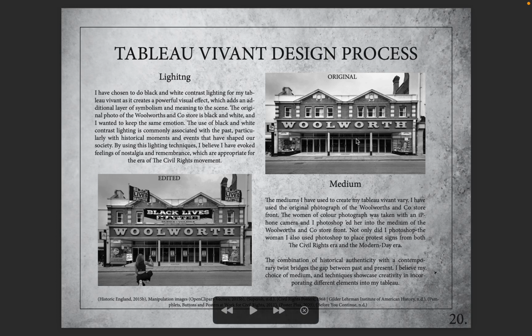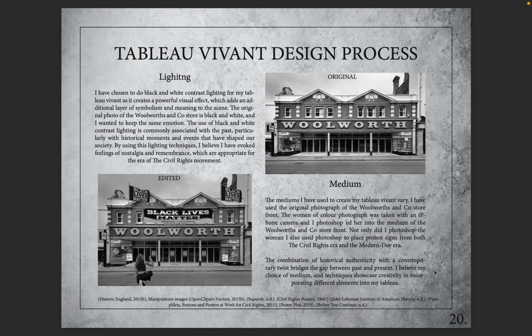Next, I am now going into the medium that I have used. The mediums I have used to create my Tableau Vivant vary. I have used the original photograph of the Woolworths & Co. storefront. The woman of color photograph was taken with an iPhone camera, and I photoshopped it into the medium of the Woolworths & Co. storefront.